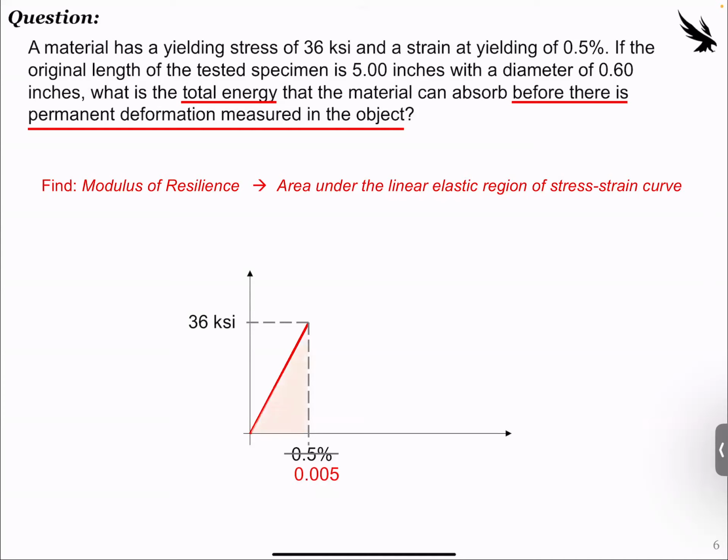the information we need. All we need to find is that area under the curve right here in this triangular section. And obviously it's a triangle, so we know the area of a triangle, 1/2 base times height. And then just plugging all of that in, we have our base will be the x-axis of 0.005. And then our y-axis here, the height is going to be 36 KSI, which is our yielding stress. And so the only units here are still KSI. So this would mean our modulus of resilience is 0.09 KSI.